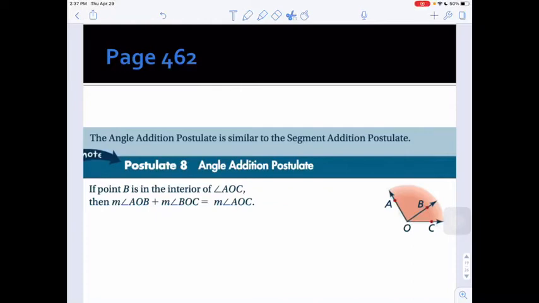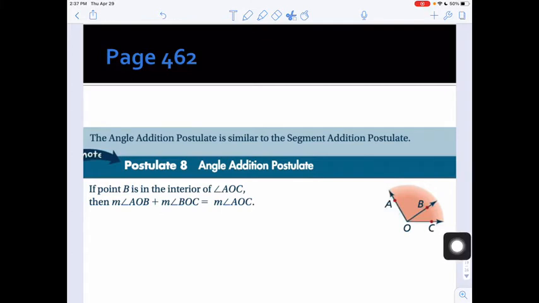Section 7.4, Example 4 on page 462. The angle addition postulate is similar to the segment addition postulate. Postulate 8 is the angle addition postulate. If point B is in the interior of angle AOC, so here's angle AOC, B is inside, or in the interior of angle AOC, then the measure of angle AOB plus the measure of angle BOC will equal the measure of angle AOC.